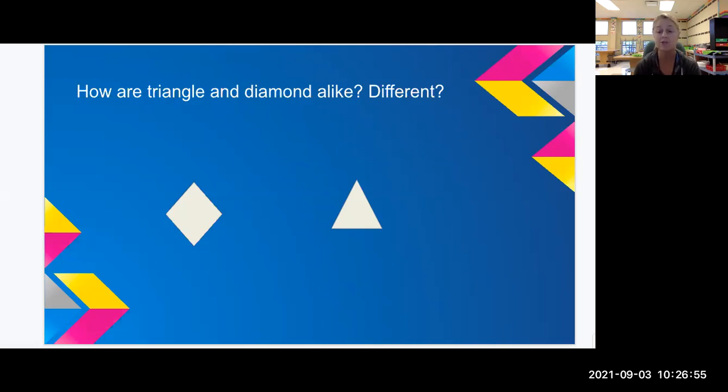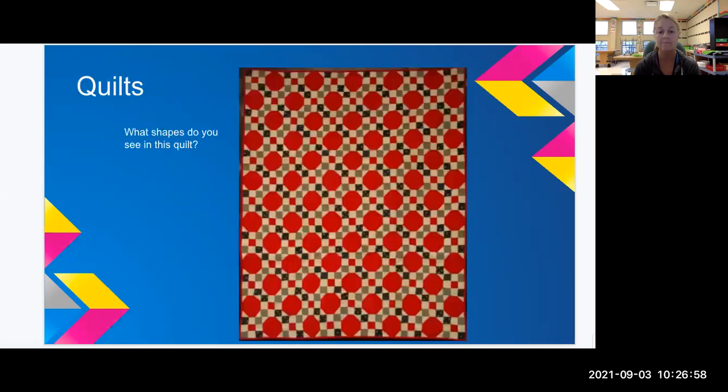So shapes are used in quilt making, and a quilt is simply a blanket that is made out of scraps of material. And in class, we will be making quilt squares that we will assemble together and make a class quilt. But for now, I want you to notice that these quilts have different shapes in them.